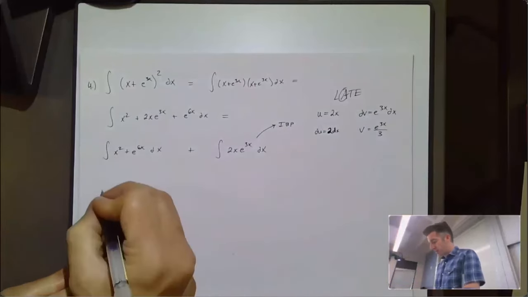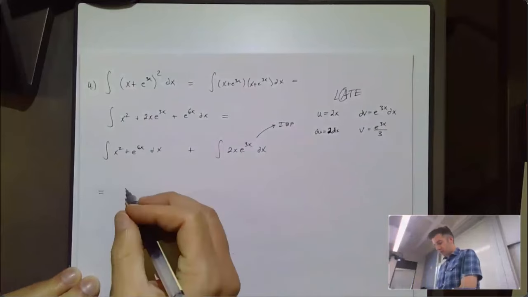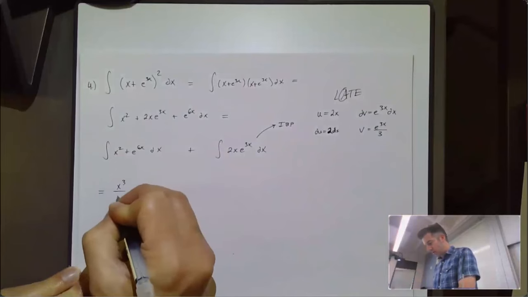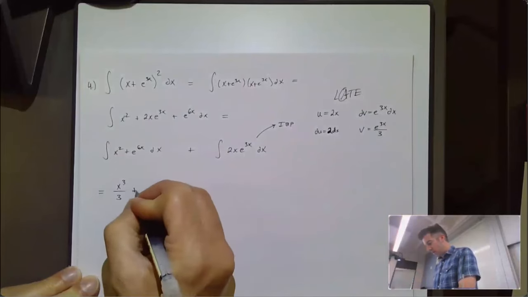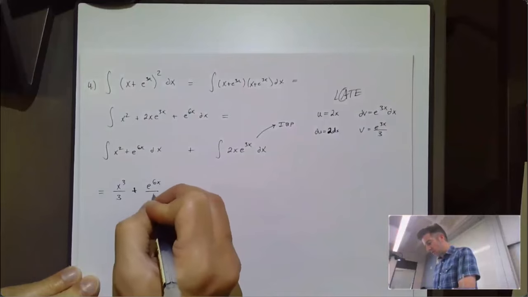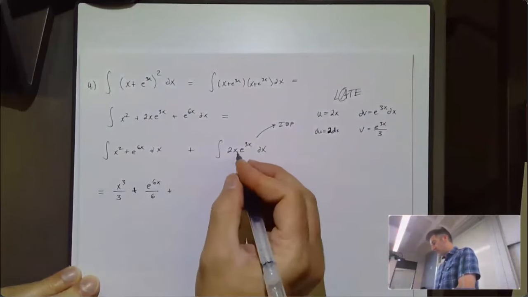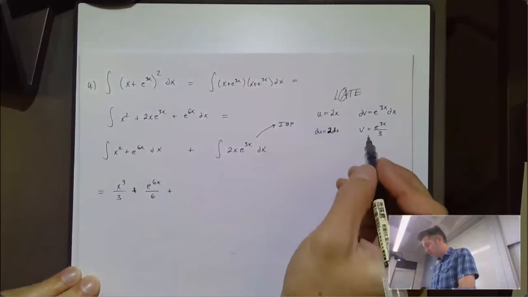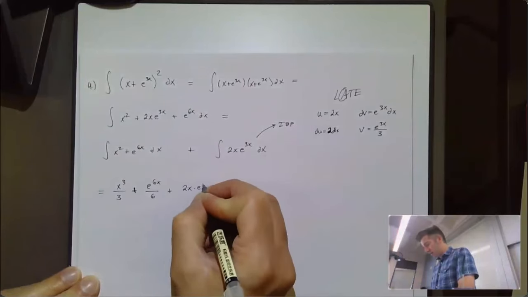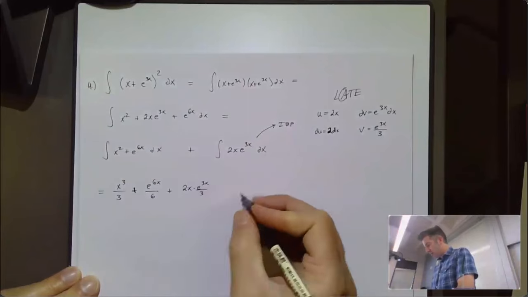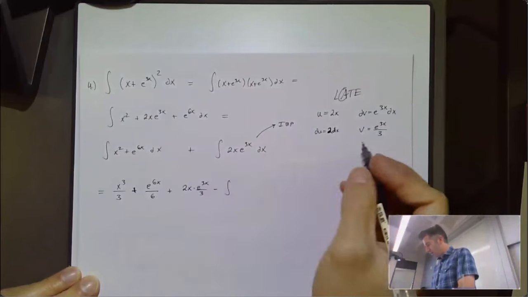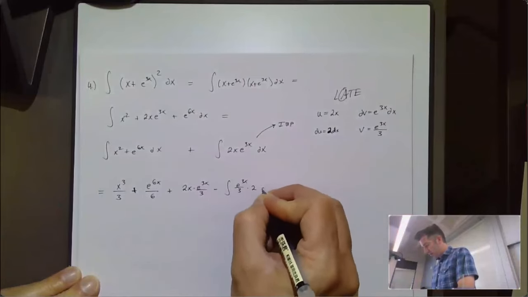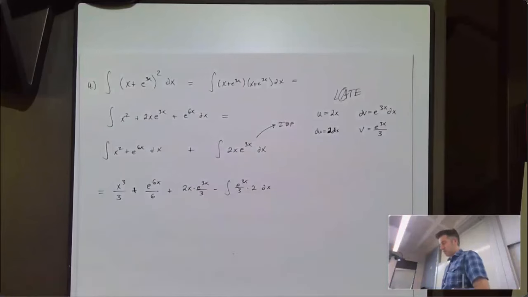So then rewriting this, let's also integrate this as we go. The integral of x squared is x cubed over 3. The integral of e to the 6x is e to the 6x over 6. And the integral of 2x e to the 3x is uv minus the integral of v du. So it's going to be uv, so 2x times e to the 3x over 3, minus the integral of v du. So the integral of e to the 3x over 3 times 2 dx. Well, that's not too terrible.